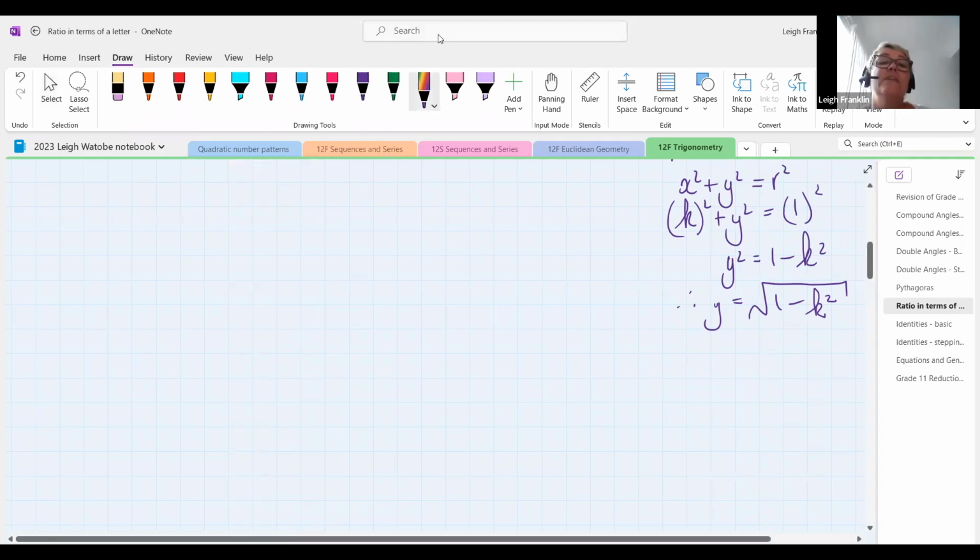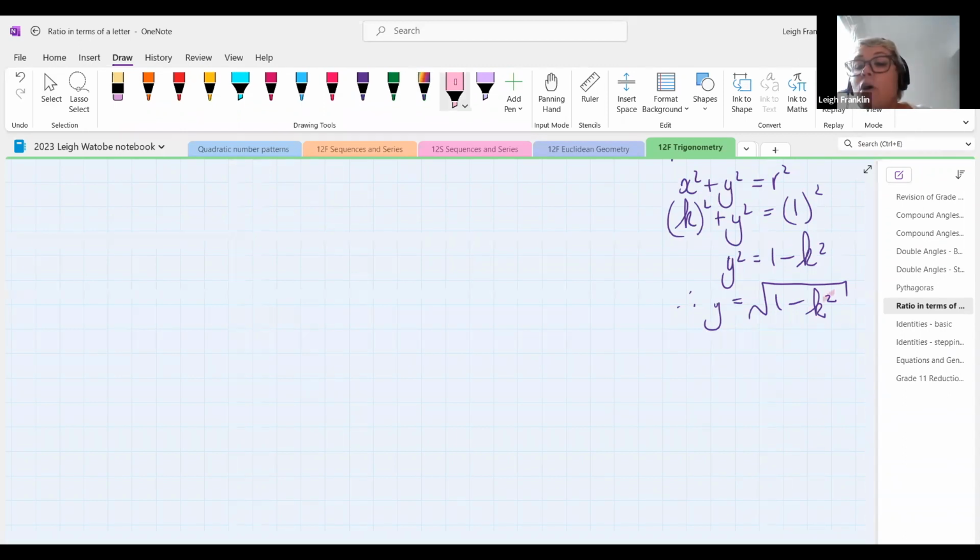Can I drop the square off the k? Because there's a square root sign. Can I do that?